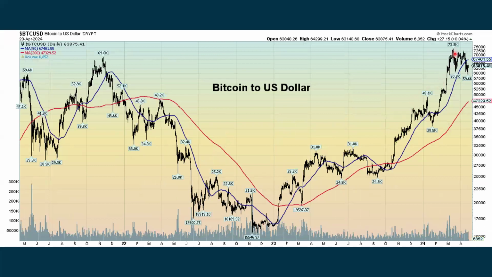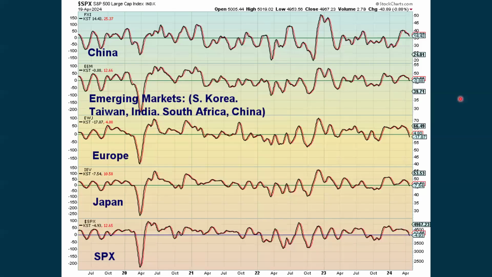Bitcoin, which went back and set an all-time high at 73,000, almost 74,000, but lately has been under pressure. However, it's still in a longer-term uptrend. And we look internationally, and this is using an oscillator called a KST, which can be a bit slower, where China, emerging markets, Europe, Japan, and the US all are in downtrends right now. So we're seeing pressure throughout the globe at the present time.